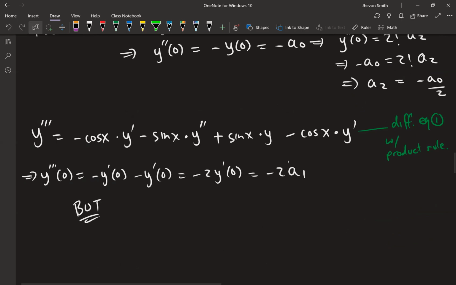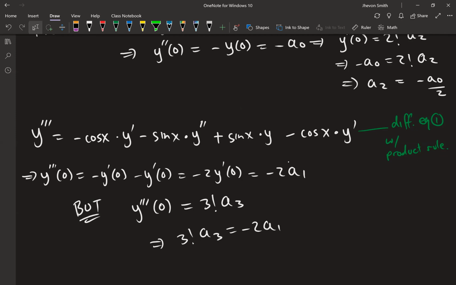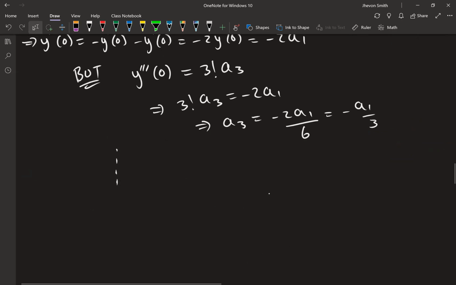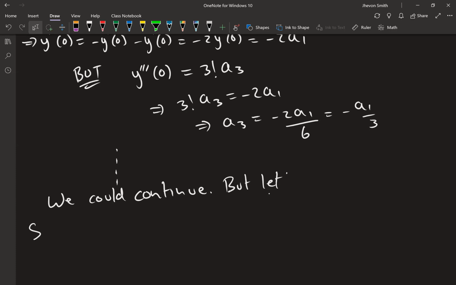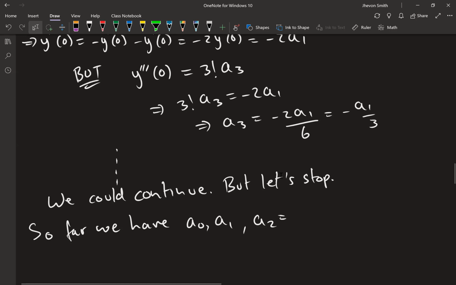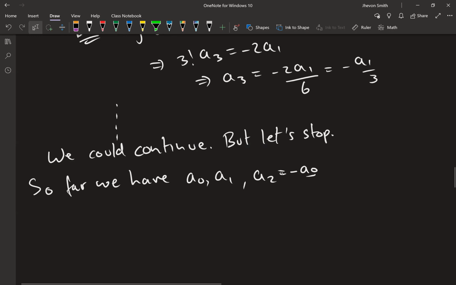But I know that my y triple prime at 0 equals 3 factorial times a3. This means 3 factorial a3 is equal to minus 2a1. This means my a3 is going to be minus 2a1 over 6, or minus a1 over 3. And we can continue, but I don't want to. So far we have a0, a1. I know that my a2 is minus a0 over 2. I just found that my a3 is minus a1 over 3.